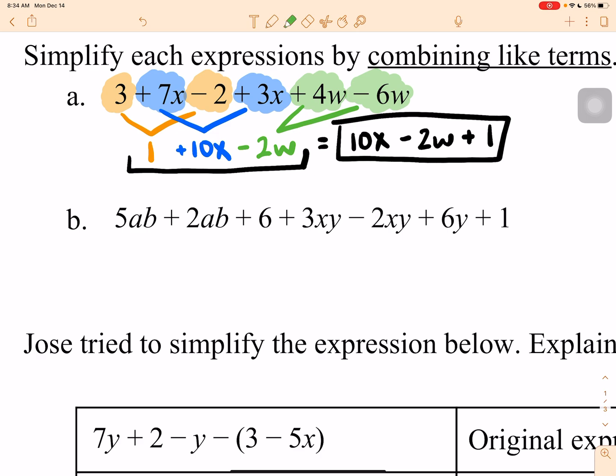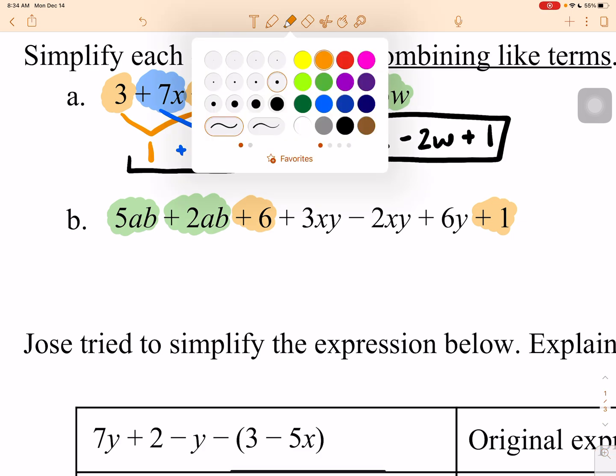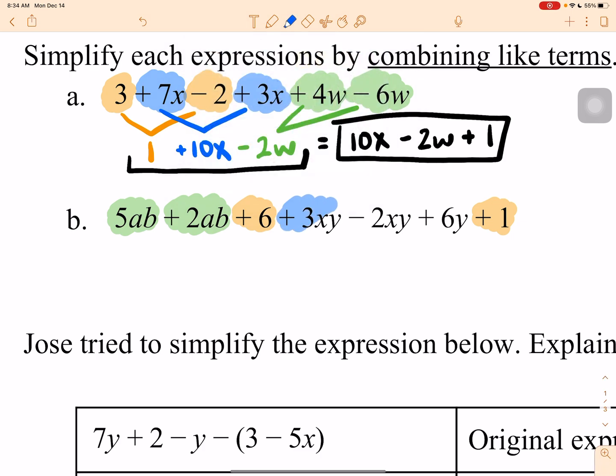Okay, so same idea here. I see I have 5ab plus 2ab. So those are like terms. And then I have a positive 6 and a positive 1. So those are like terms because they don't have a variable. And then I have a 3xy and a negative 2xy. And I have a positive 6y. So that one doesn't have any other like terms.